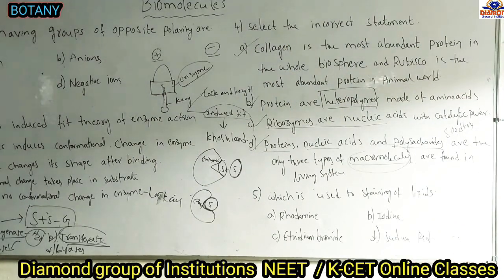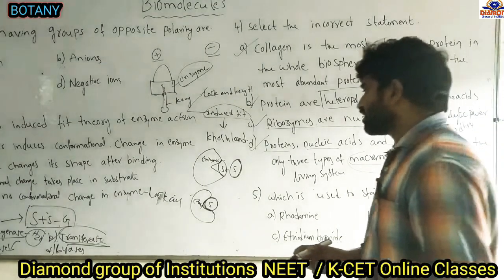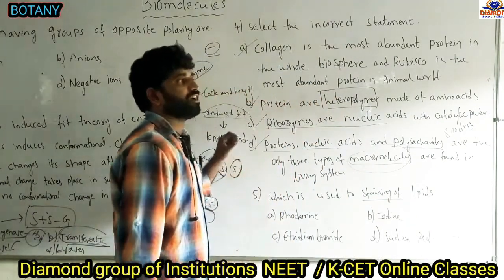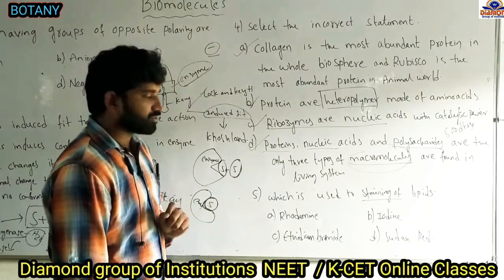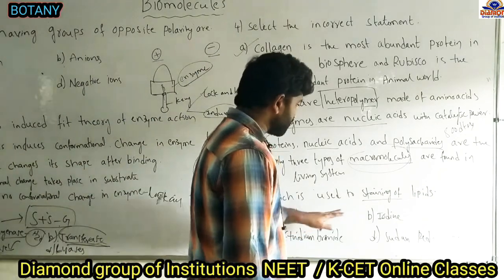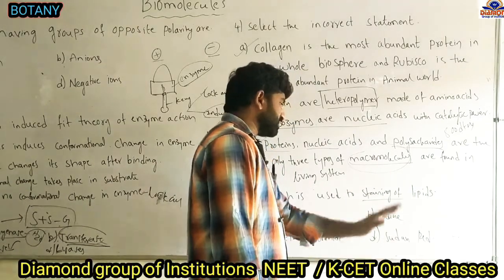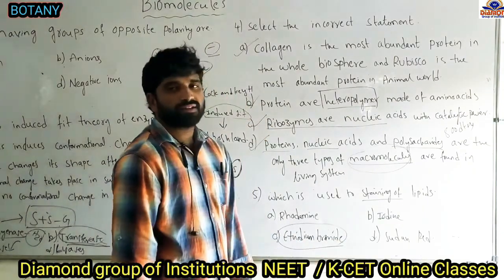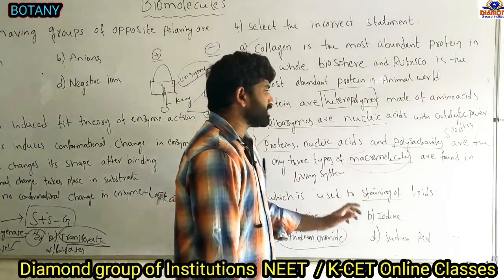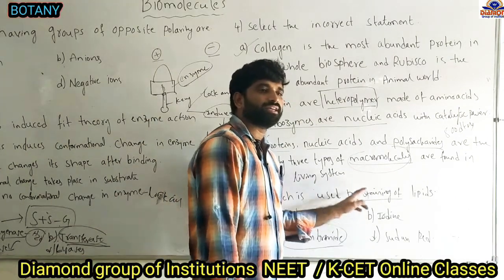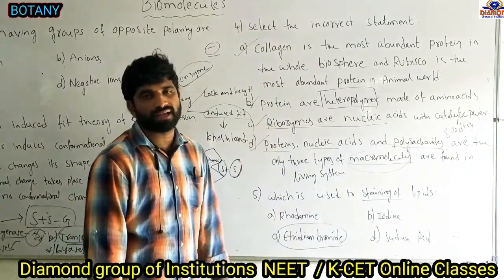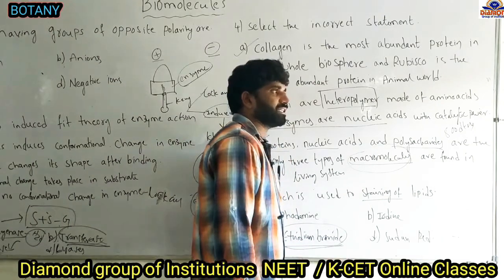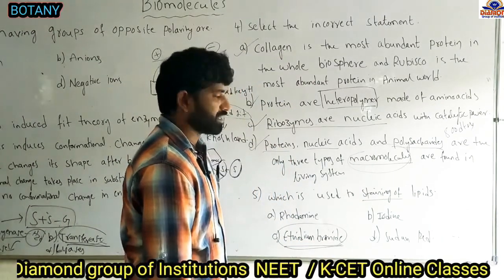The next question: which is used for staining of lipids? Staining means coloring. To identify lipids, which reagent are we going to use? They are given as rhodamine, iodine, ethidium bromide, and Sudan red. You know about ethidium bromide. After agarose gel electrophoresis, to stain the DNA, we add ethidium bromide, which forms orange color bands on the agarose gel. So that is the nature of ethidium bromide. We use it for detecting DNA bands on the agarose gel.